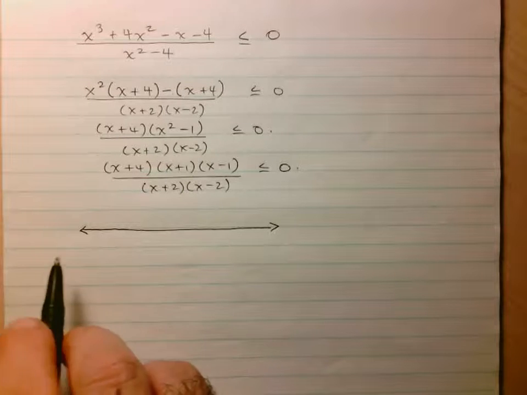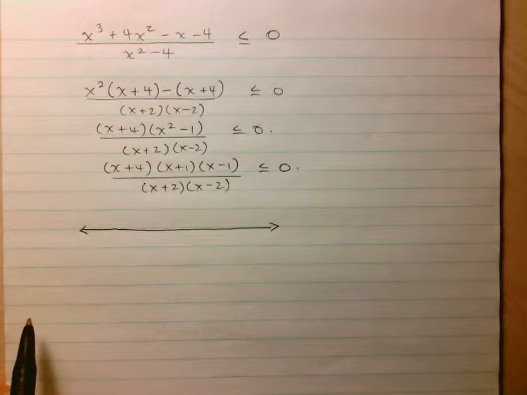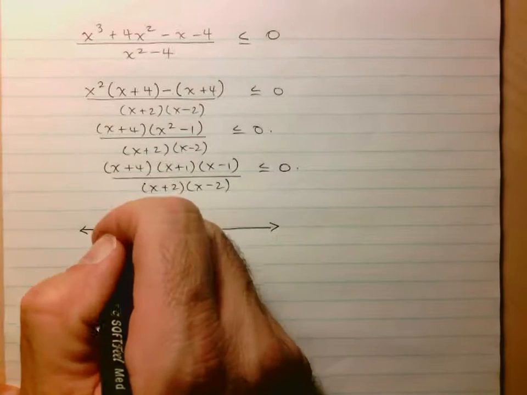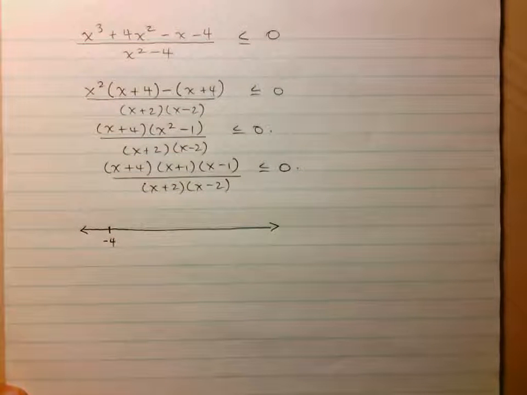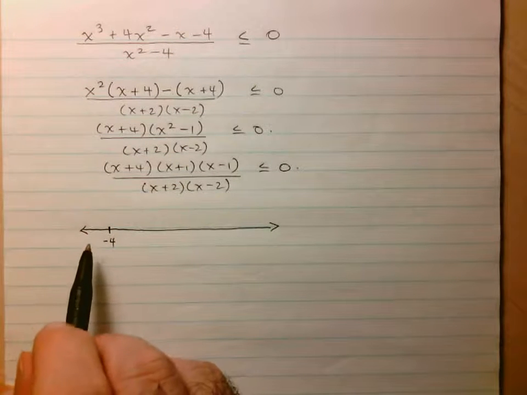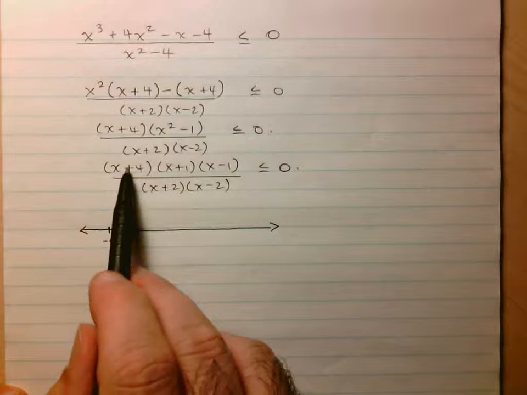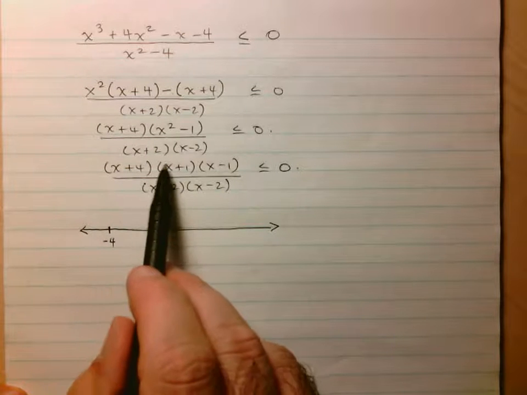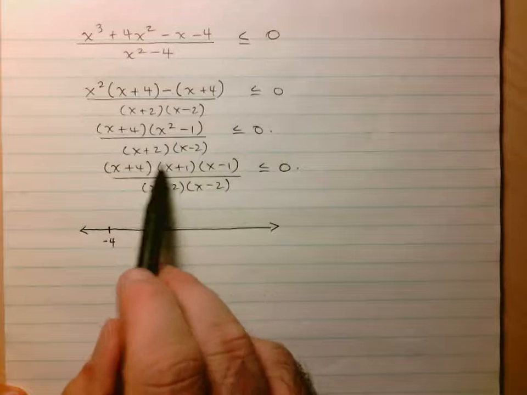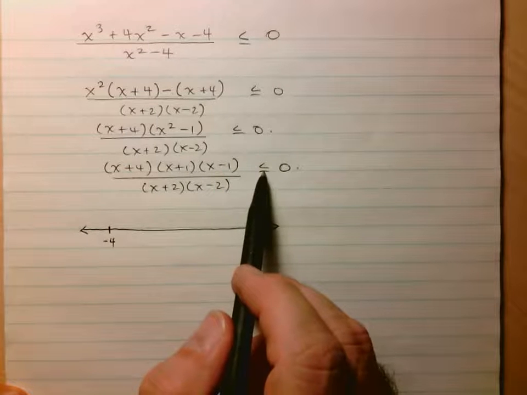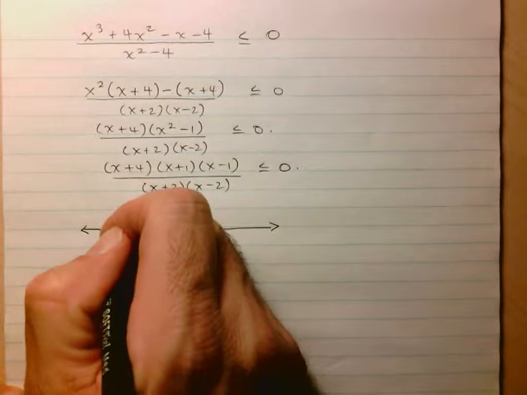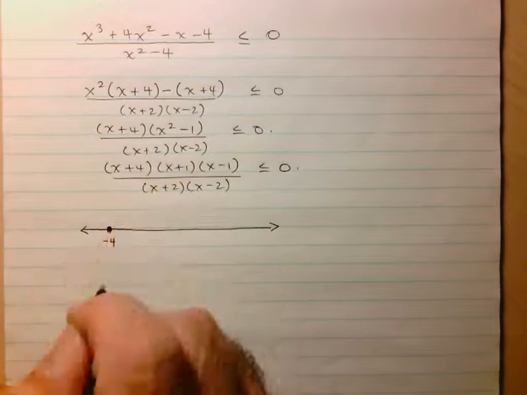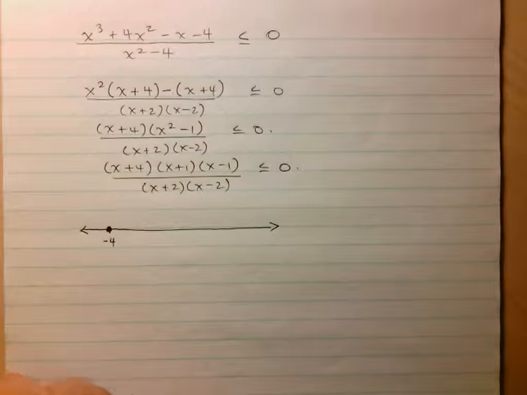So I'm going to set up my number line here, and I'm going to start from left to right. Negative 4 is my leftmost concern. As I'm doing this, I notice that at the x value where the function equals 0, I'm going to include that x value in my solution because it's less than or equal to 0. So negative 4 makes the whole thing equal to 0, and I'm going to represent that by a closed circle.